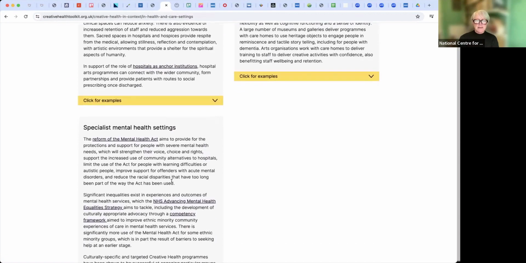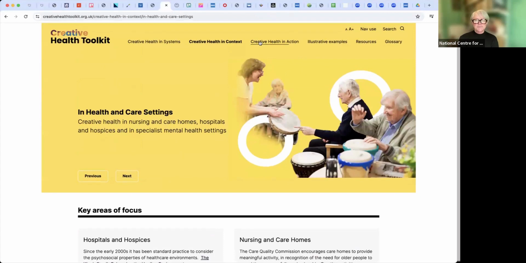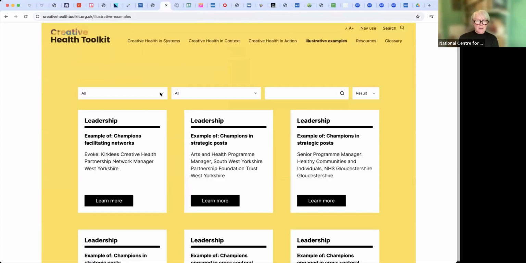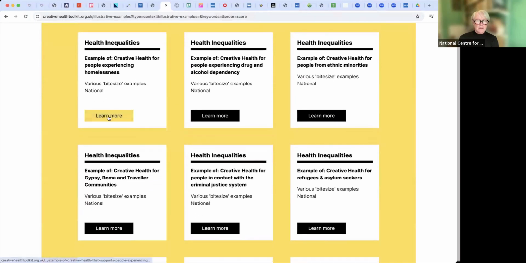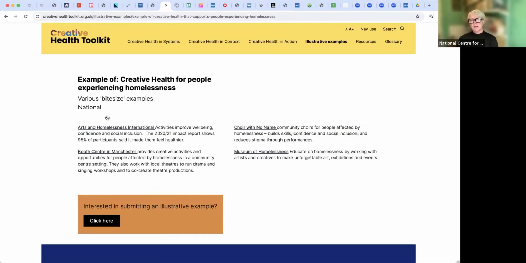You'll see here that it says click for examples. You won't be able to see the drop-down menus if I click online, but if I go to illustrative examples at the top and then look for in context, and then go to, for instance, health inequalities, illustrative examples, they're actually bite-sized, these examples, with links through to organisations outside of the toolkit for more information.